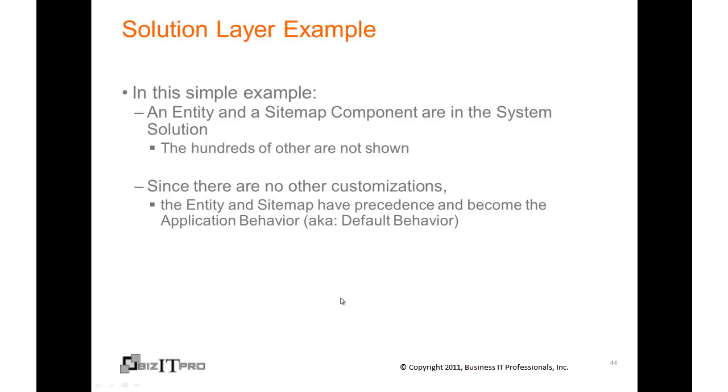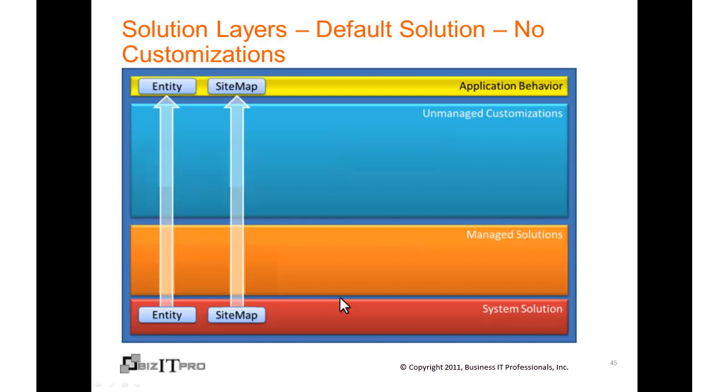The previous entity and sitemap component are in the system solution. Hundreds of other components are not shown for simplification. Since there are no other customizations, the entity and sitemap take precedence and become the application behavior, aka the default behavior, as shown in this slide.